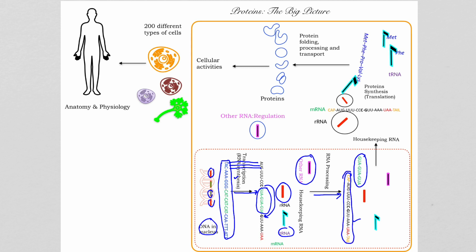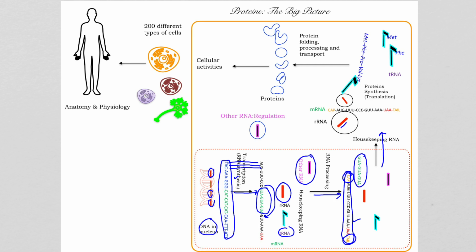And then there are other processing events like addition of a cap at one end and then the addition of a tail at the other end. So there are several processing steps that happen to these various forms of RNA. And then eventually these RNAs are exported out into the cytoplasm.